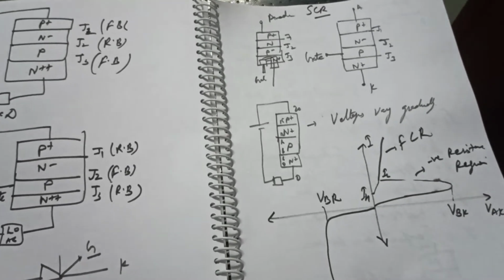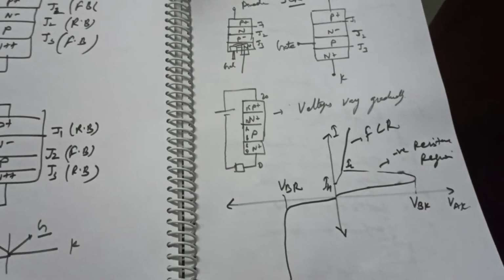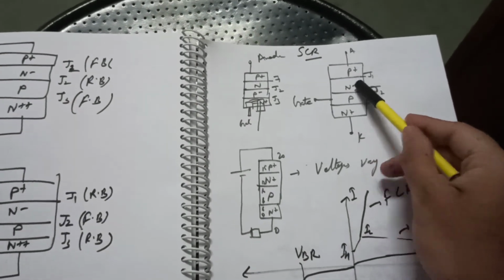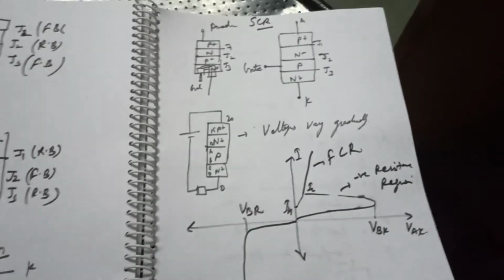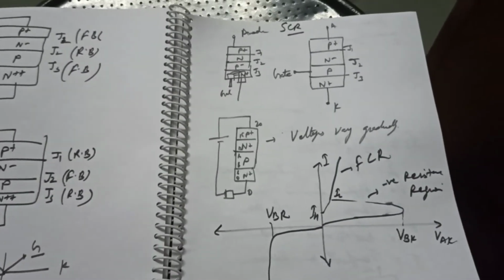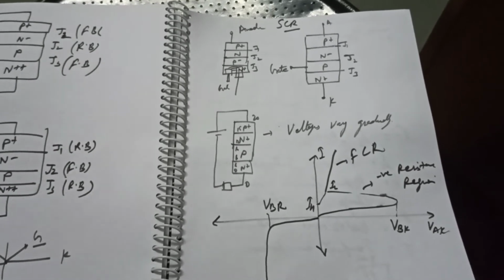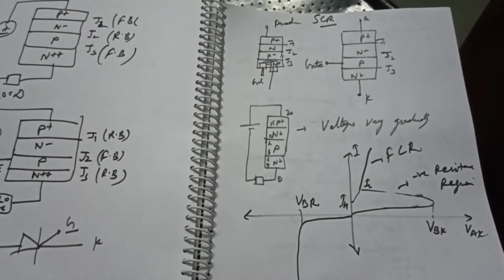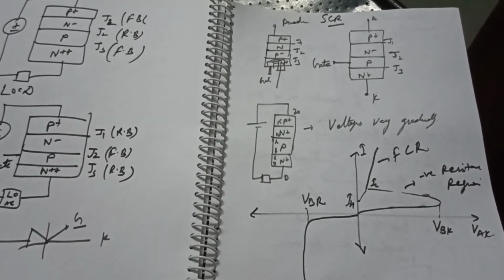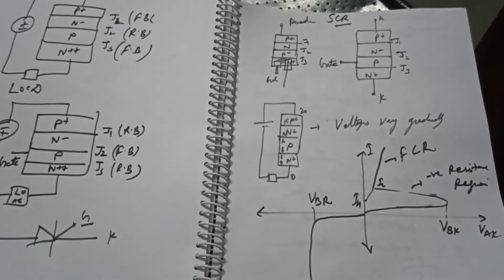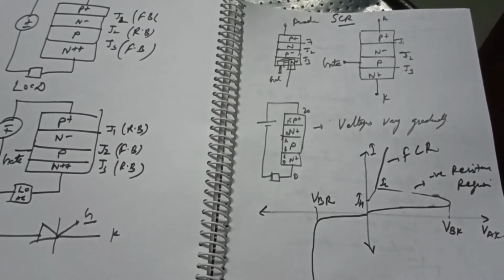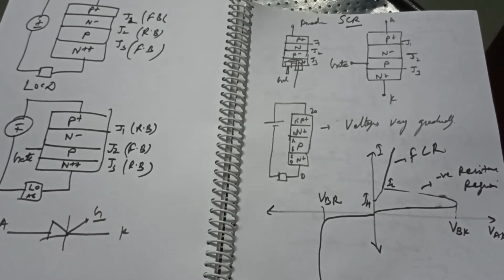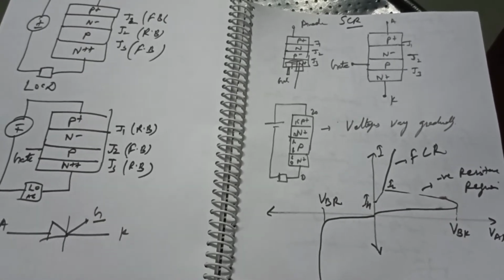After that come the N minus layer and the P layer: the lightly doped, the medium doped and the heavily doped regions. The lightly doped region will have 10 to the power 14 carriers per centimeter cube, and a medium doped region will have a carrier concentration of about 10 to the power 16 or 10 to the power 17.